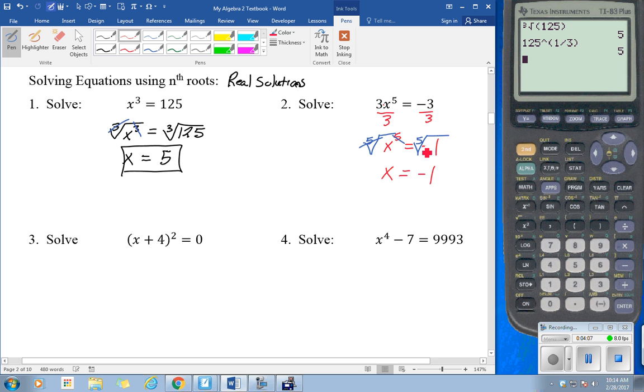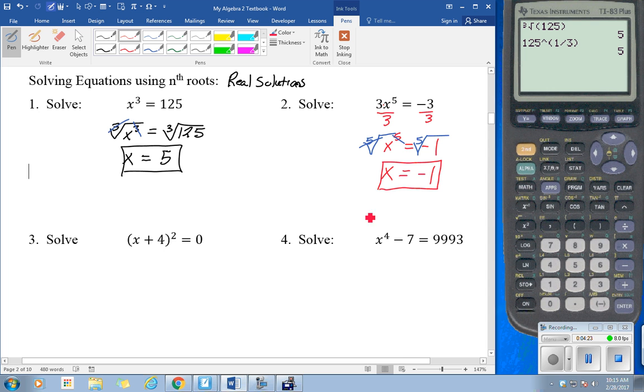Remember, if the number underneath an odd index is negative, your answer should be negative as well. Okay, so this one here again only comes up with one value solving it like this, which would tell us there are probably 4 other complex or imaginary solutions that we could find.